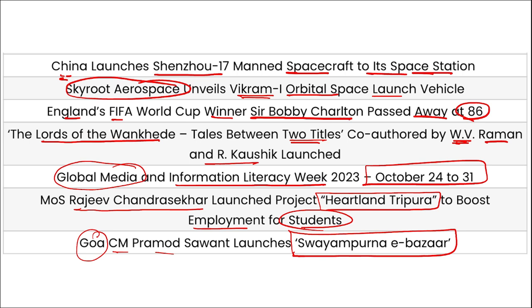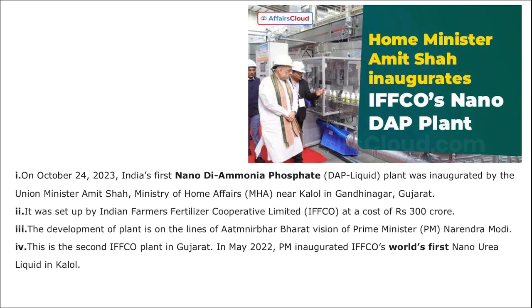Now let's shift to some revision current affairs. First, we are discussing Amit Shah has inaugurated IFFCO's Nano DAP plant. I repeat, our Home Minister Amit Shah has recently inaugurated India's first Nano DAP plant. And where is this India's first Nano DAP plant located? This is located in Kalol. Kalol is in Gandhinagar, and Gandhinagar is in Gujarat.